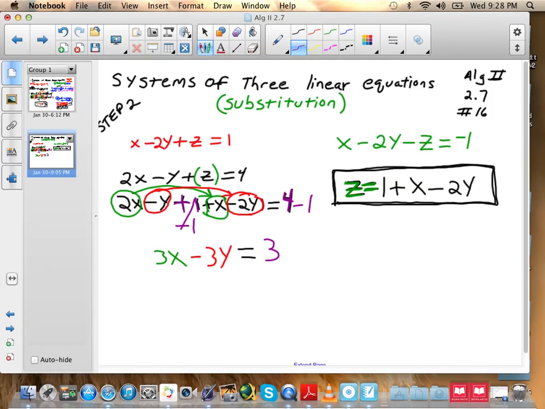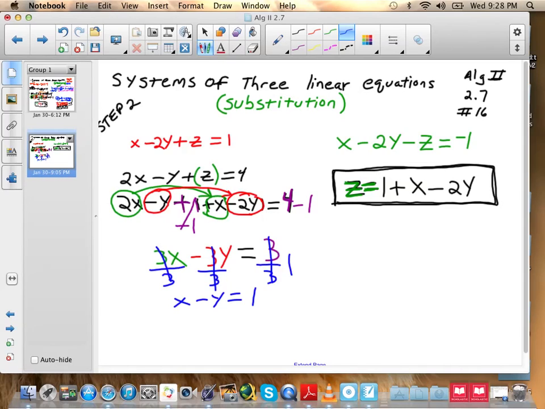Now I'm pretty much done, except I can look at it and see that all three of these can have a 3 factored out of them. I can divide all of them by 3. So 3 goes into 3 once, 3 goes into 3 once, leaving a negative, and then 3 goes into 3 once. So I end up with x minus y equals 1.